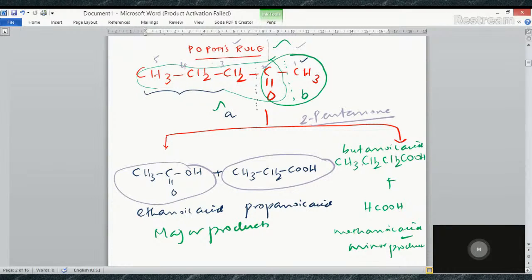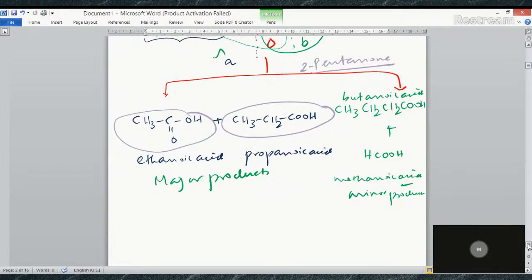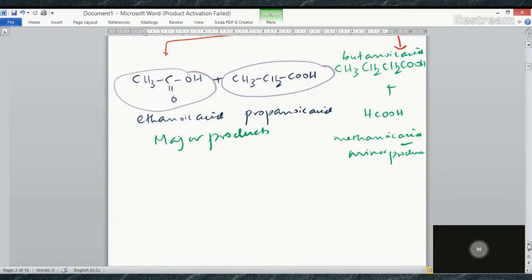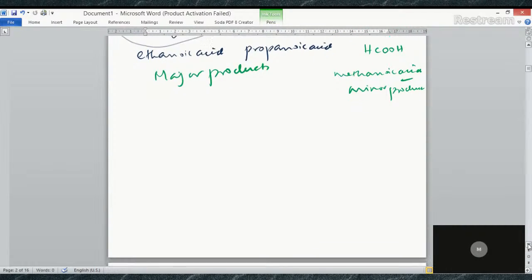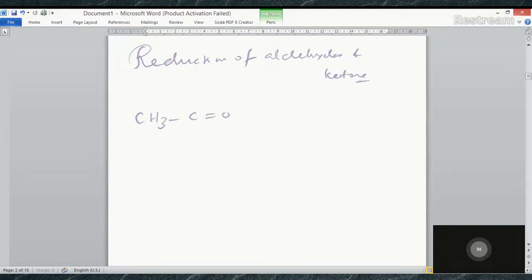And ordinarily, when the ketones are reduced, the next reaction after oxidation, we can discuss about the reduction reaction. Reduction of aldehydes and ketones. Yes, we can mention this aldehyde, CH3 C double bond O H. The aldehyde's name is acetaldehyde.